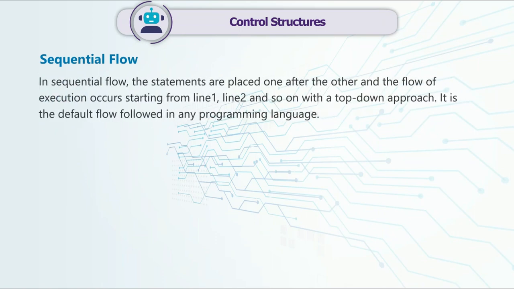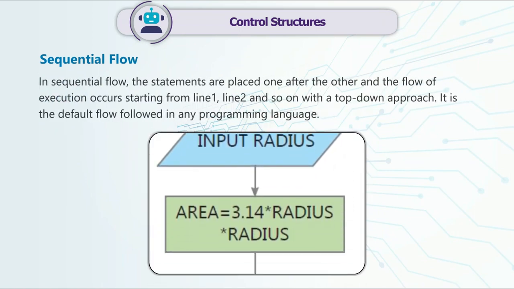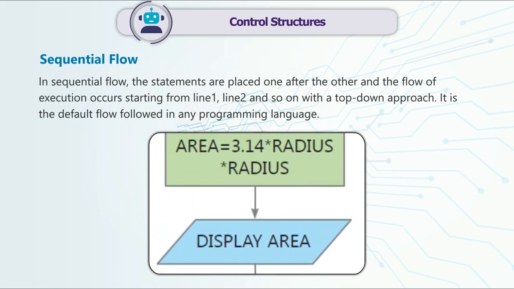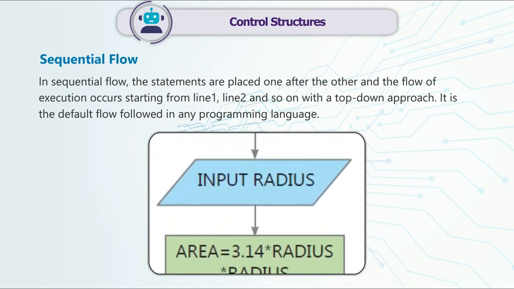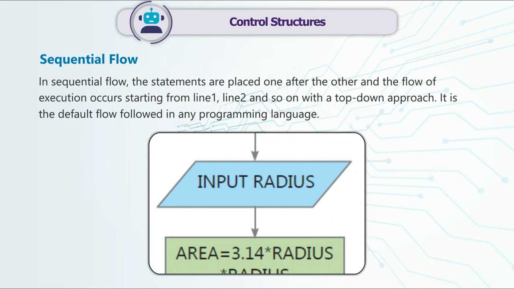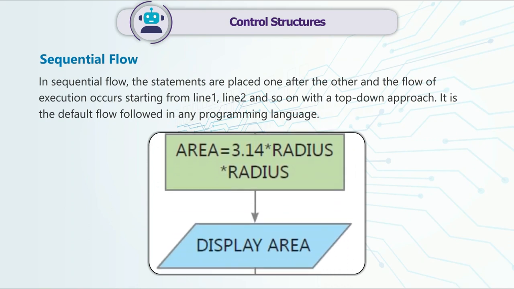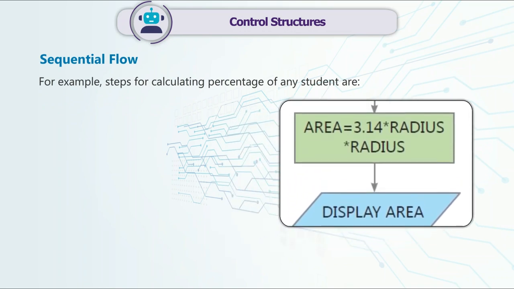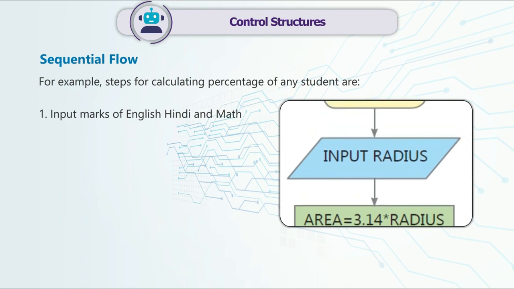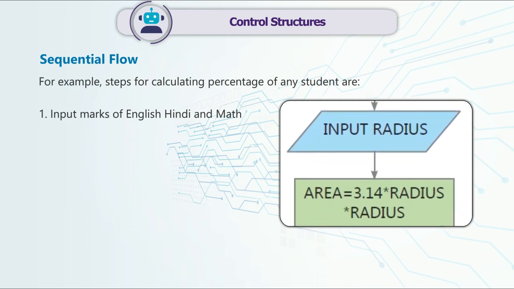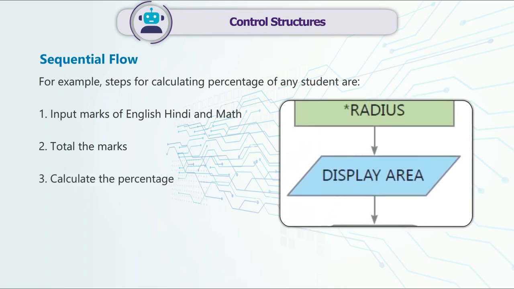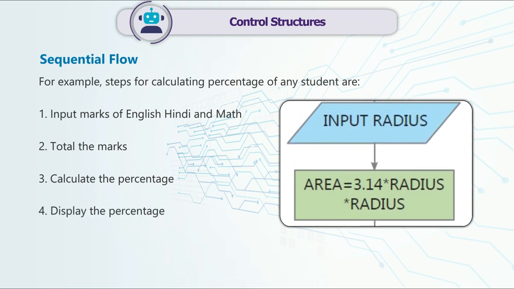Sequential flow. In sequential flow, the statements are placed one after the other and the flow of execution occurs starting from line 1, line 2, and so on with a top-down approach. It is the default flow followed in any programming language. For example, steps for calculating percentage of any student are: 1. Input marks of English, Hindi, and Math. 2. Total the marks. 3. Calculate the percentage. 4. Display the percentage.